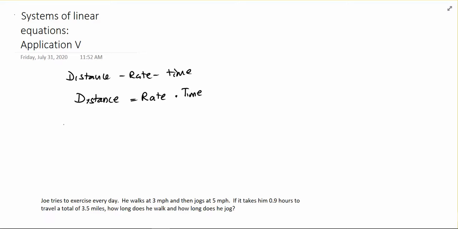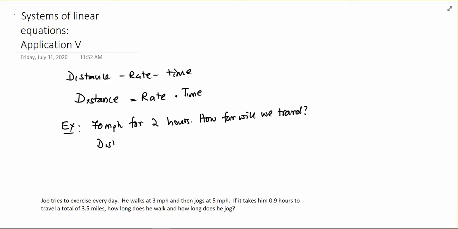This is simple for us to understand. For example, let's say we're traveling at 70 miles per hour for 2 hours. How far will we travel? Distance, how far, is equal to the rate, which is our speed, 70 times 2. So we would have gone 140 miles.